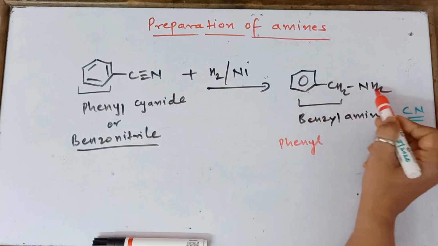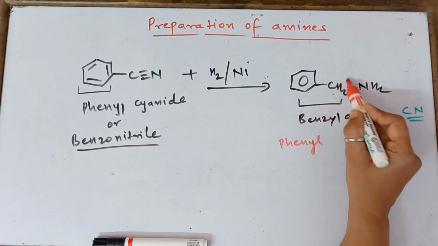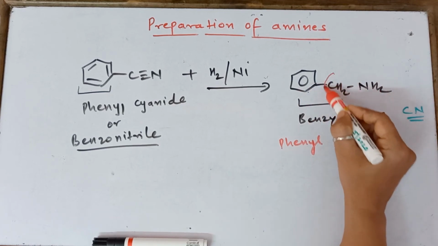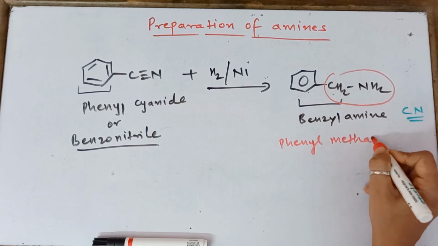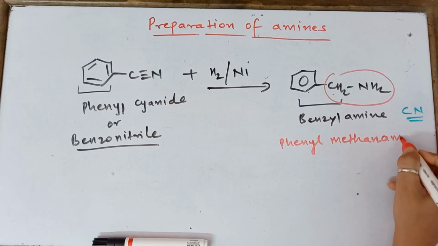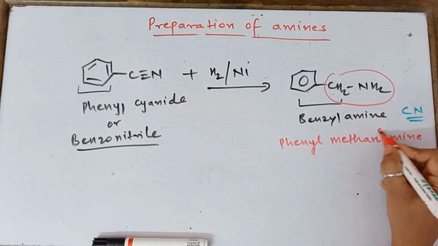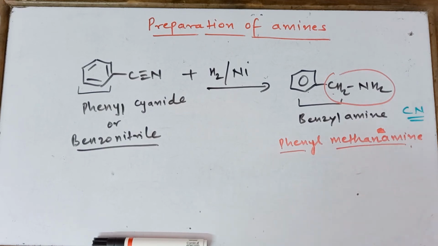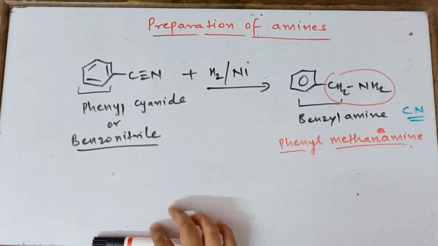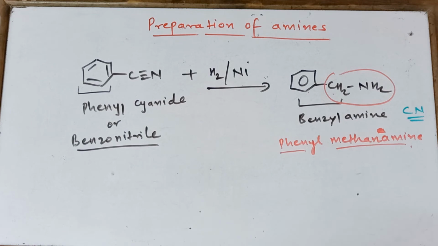This is phenyl and the NH2 is attached to this, so it's methane. This is your parent compound, right? So we can call it methane amine. We are not going to write the E over here, we are going to remove the E, alright. So it's going to be phenyl methanamine. This is a very simple method of preparation of amines from cyanides, or you can say nitriles.